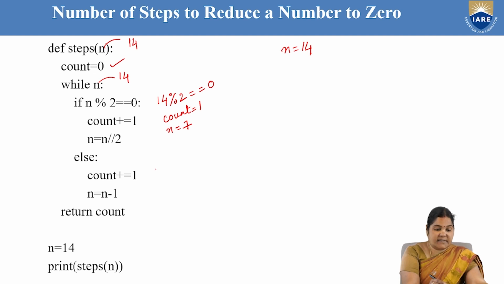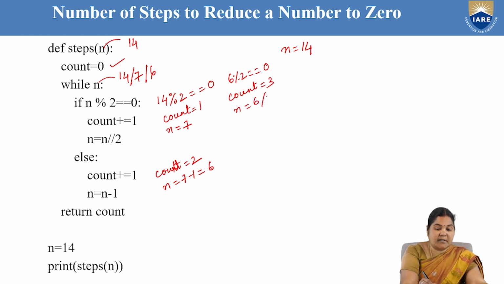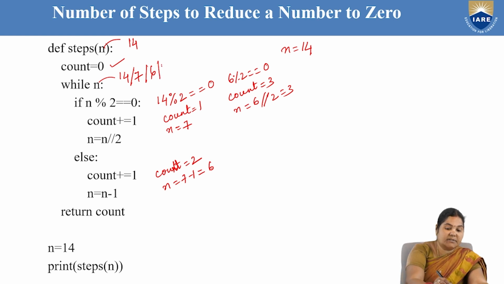Right? Okay. Second time, my number has reduced to 7. 7 modulus 2 is equal to 0? No. So, I have to subtract 1. So, my count becomes 2 and n is 7 minus 1, it becomes 6. Right? Third time, my number becomes 6. 6 modulus 2 is equal to 0? Yes. My count is incremented to 3. My number is reduced to 6 by 2. It becomes 3.